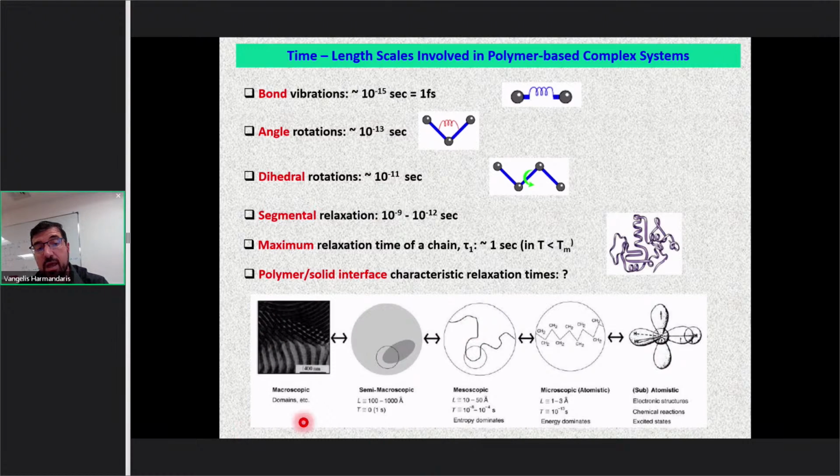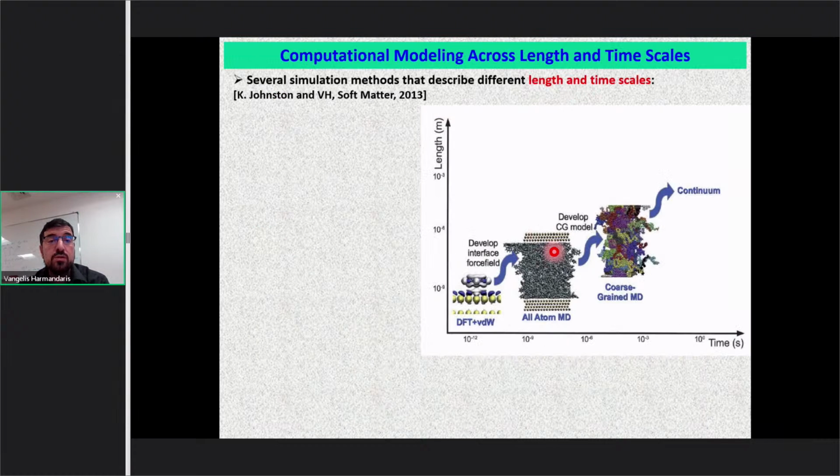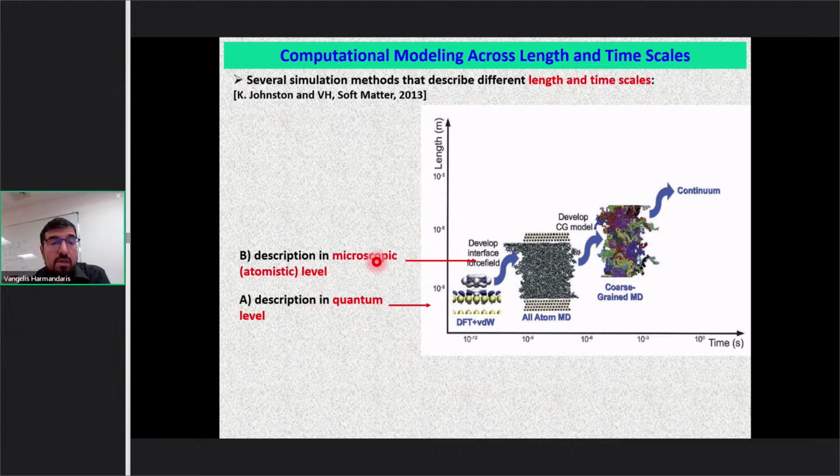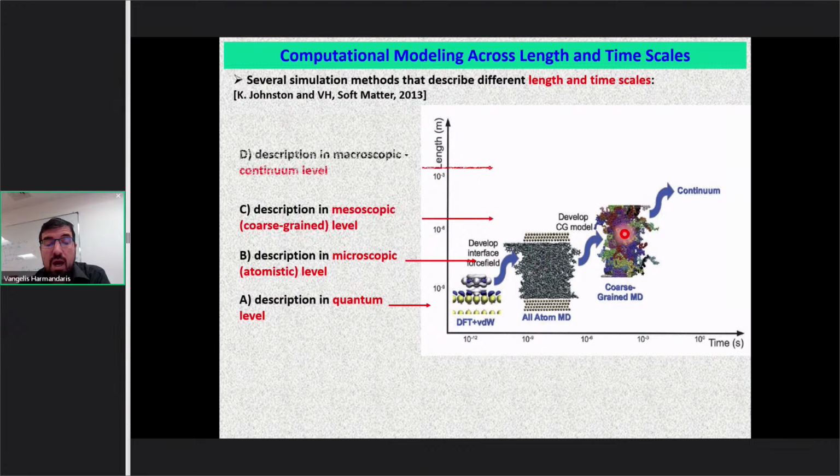There are also associated length scales, starting, let's say, on the more detailed scale, from the subatomistic up to the microscopic or atomistic level, to the mesoscopic, up to the macroscopic. So this coupling of time and length scales requires the usage of different computational methods in order to study such materials. And I'm sure that you have seen such plots before. These are typical qualitative plots where we have length and time scale, and in the plot you see different methods which more or less describe different windows in this time versus length plot. And then you can see here that the more detailed, as we expect, is the description at the quantum level, then there is a description at the microscopic level, the mesoscopic, up to the continuum. There are methods in different parts of this plot.